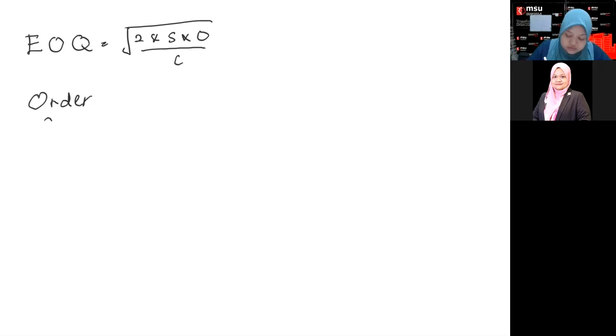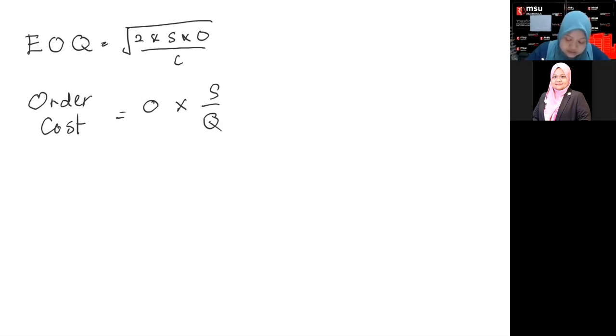To calculate the order cost, it's equal to order cost per unit times usage within a given period, divided by the quantity. So from the economic quantity that we already calculated.